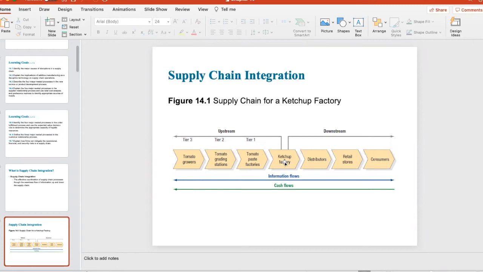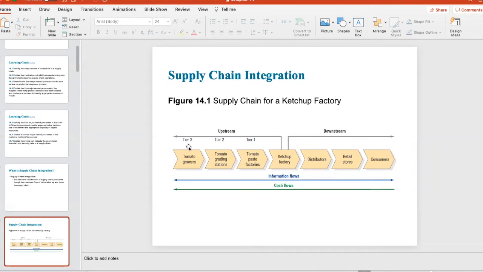You deliver to the distributor, and the distributor will further deliver to the retail store for the preparation of the customer purchase, right? So you can clearly see that this will be a very standard supply chain. And here I list two different flows. The first one is called information flow.